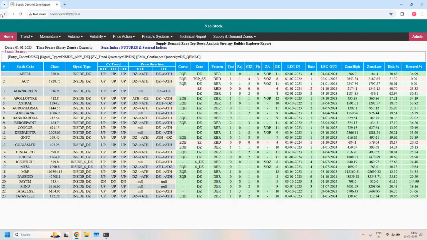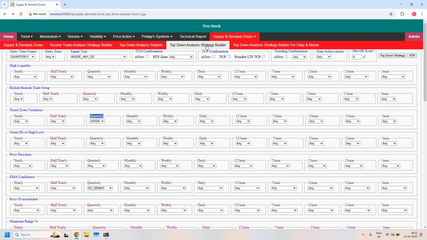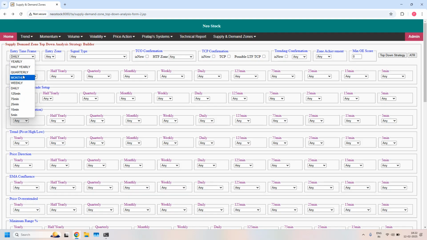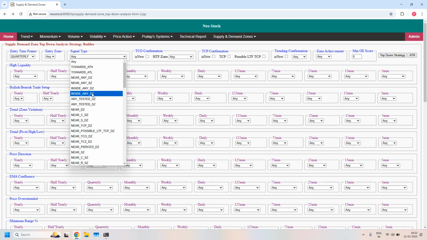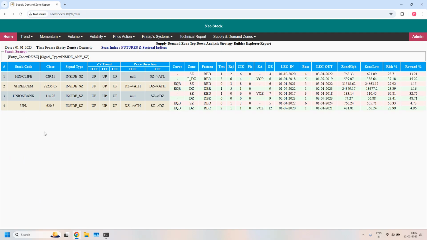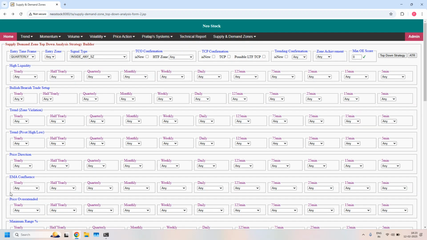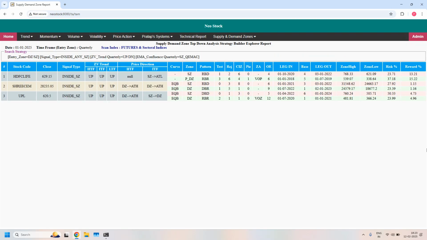Okay. Next, quarterly time frame. Price closed inside the quarterly supply zone. We got 4 stocks. Out of these 4, how many quarterly supply zones are having quarterly EMA confluence? So let me set the EMA filter on quarterly time frame with quarterly supply zone with quarterly EMA confluence. Trend on the quarterly time frame is either up or down. With these filters, we got 3 stocks.